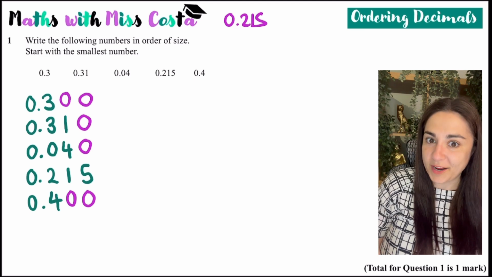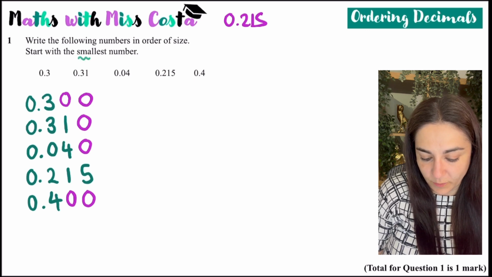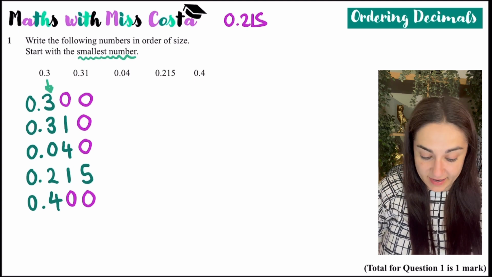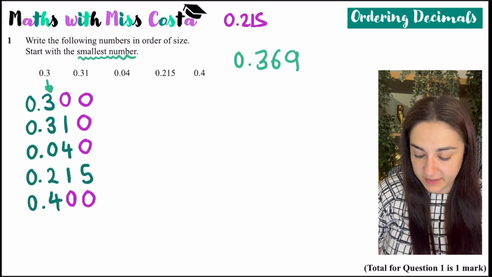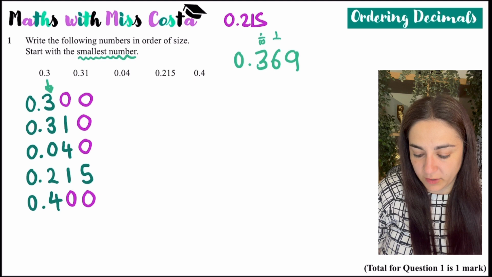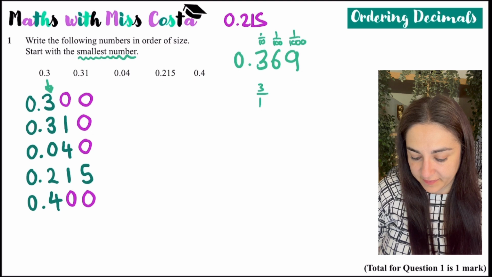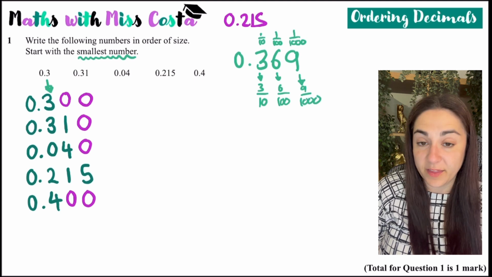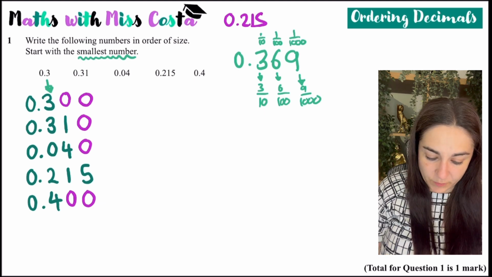Or the correct way is to look at the place value, and it's asking us to start with the smallest number. So what we want to do is look at the first digit after the decimal point, because that's where the place value is the largest. In any number, the first column is your 10th column, then you've got your 100th column, and then you've got your 1000th column. So this would represent 3/10, this would represent 6/100ths, and this would represent 9/1000ths. So the further away we get from the decimal point, the smaller the value of the number. That's why we're looking for the smallest number.